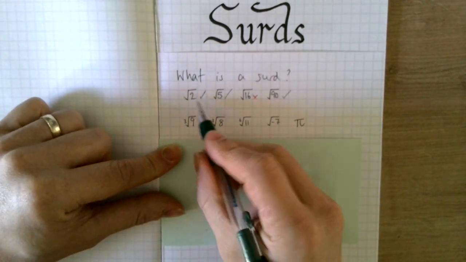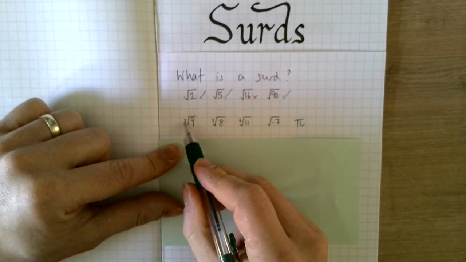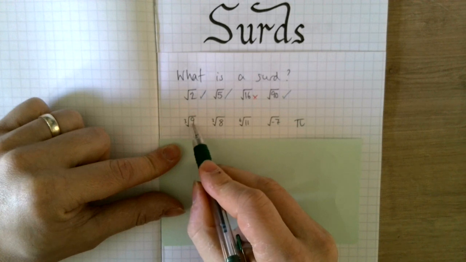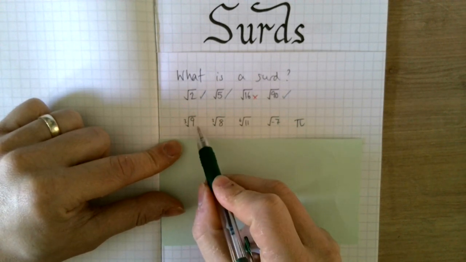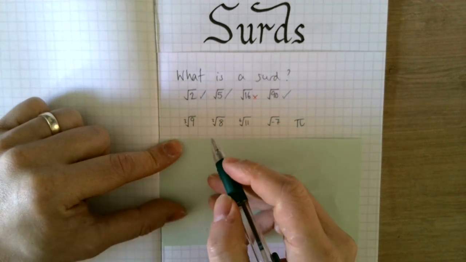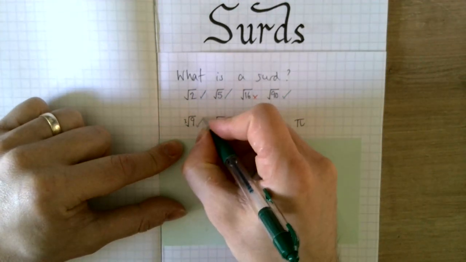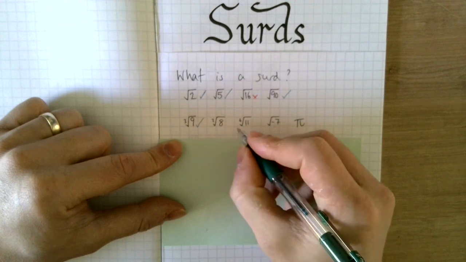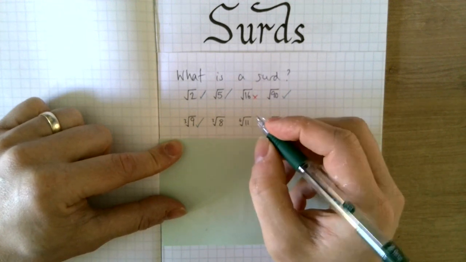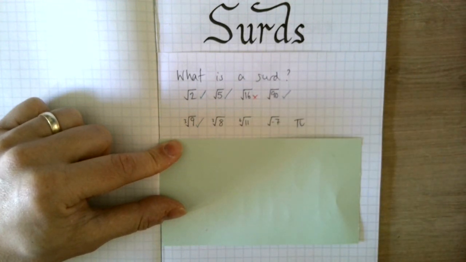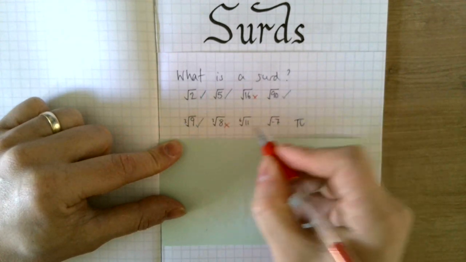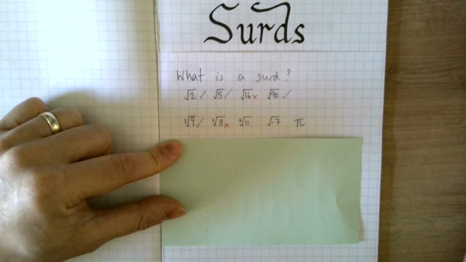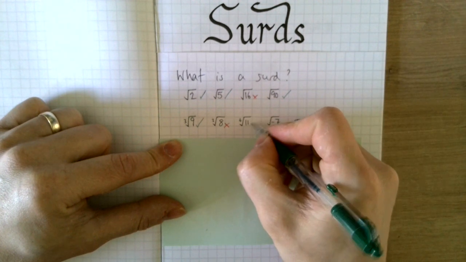It's worth pointing out that it's not just square roots. So the cube root of 9, well, what number do you multiply by itself three times to give you 9? Well, it's not a nice one, it's an irrational one that goes on forever. So that counts too. The cube root of 8 is actually the number 2, because 2 cubed is 8. So this one's not a surd. The fourth root of 11, yep, that's going to be something awkward. It's not a nice number, so that counts as a surd.